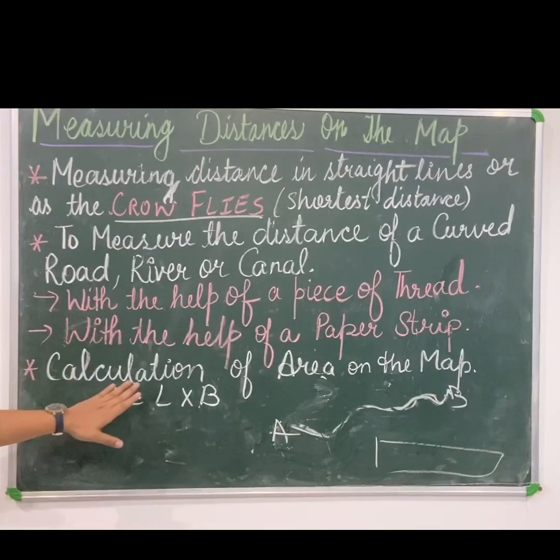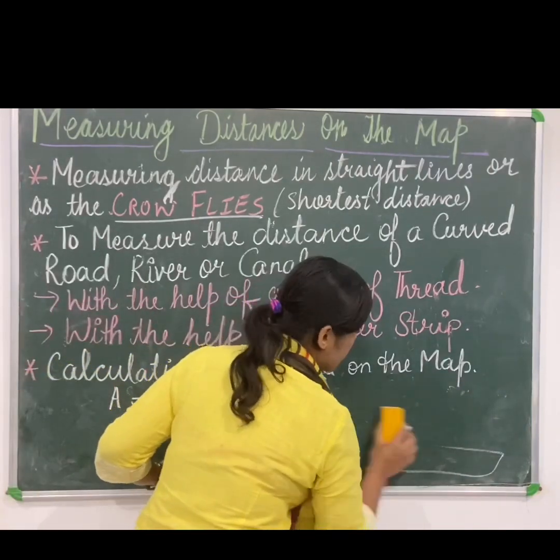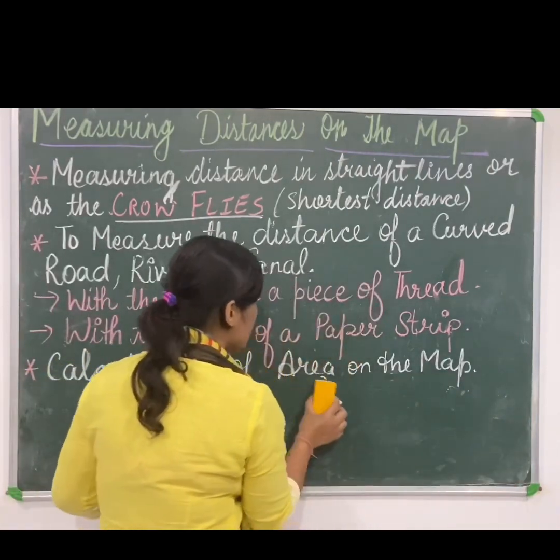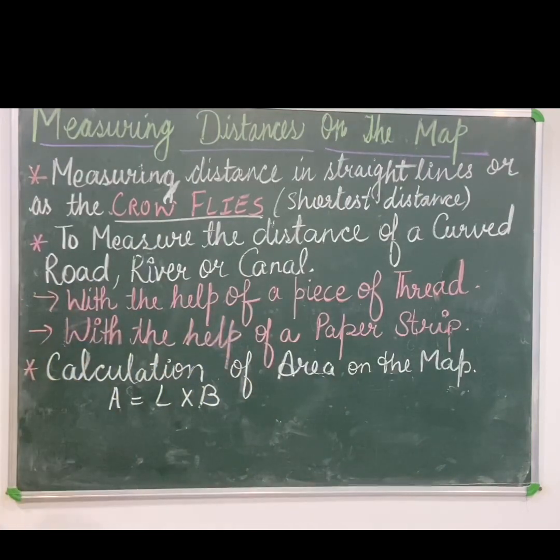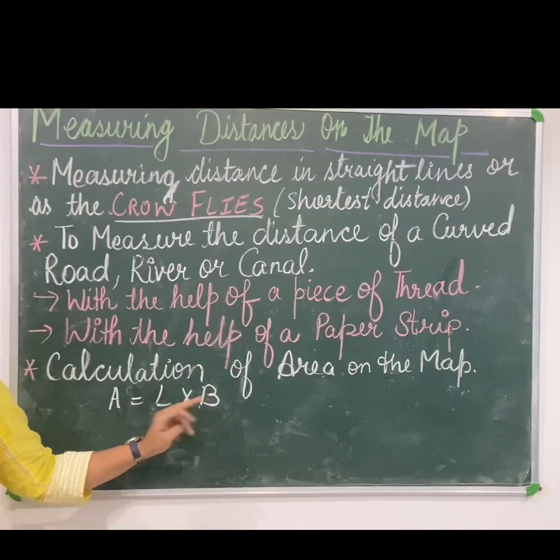Now how do we calculate the area on the map? You know the formula for area is length into breadth. Area A, length L, breadth B: A equals length into breadth.